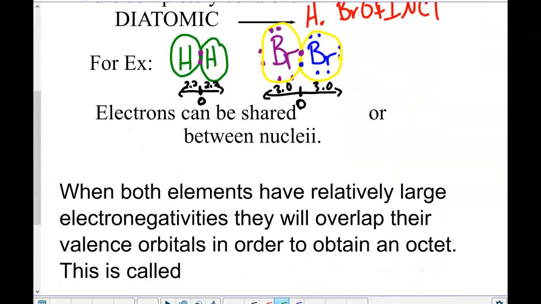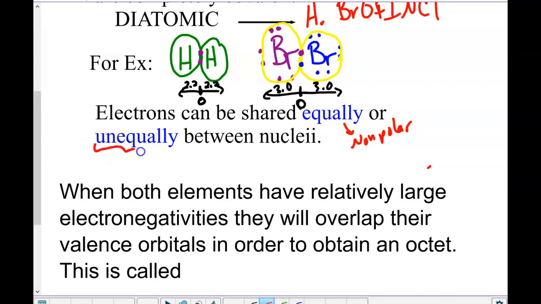All right, so electrons can be shared either equally, like we see above, or unequally between nuclei. When they're shared equally, we just talked about this, there's a term, and that term is called nonpolar.